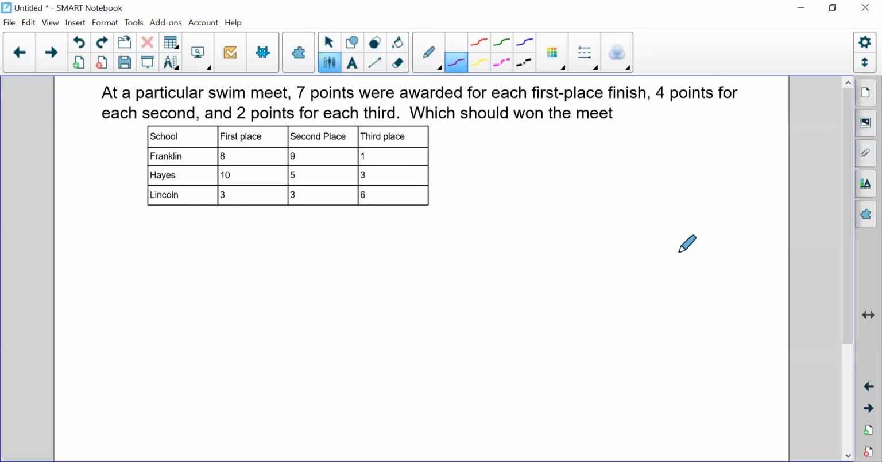Okay, so this is our first situation that we're going to look at. At a particular swim meet, 7 points were awarded for each first place finish, 4 points for each second place finish, and 2 points for each third place finish. Which team should win the meet?